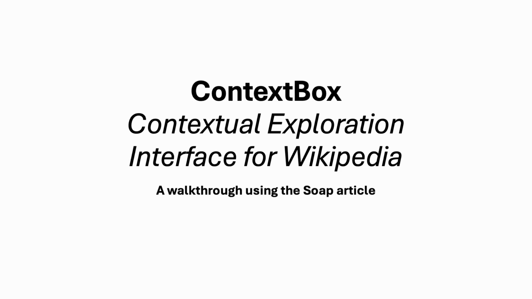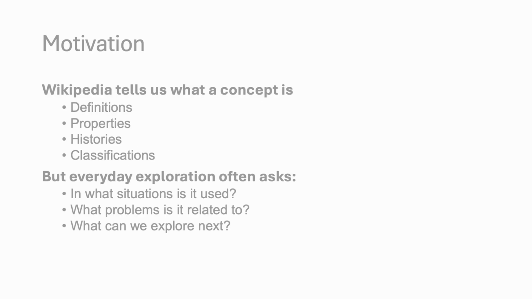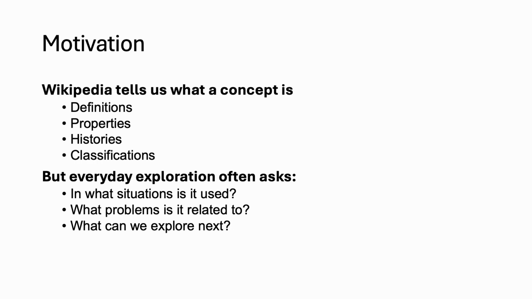In this video, we introduce ContextBox, a system that supports access to diverse information using Wikipedia as a starting point. Wikipedia articles systematically describe concepts in terms of their definitions, properties, histories, classifications, and related knowledge.